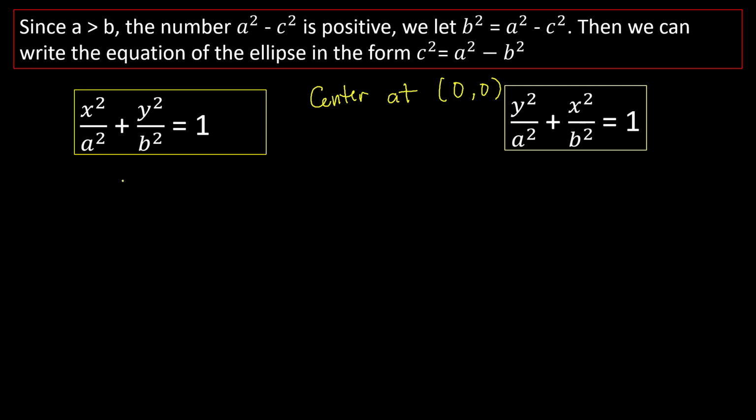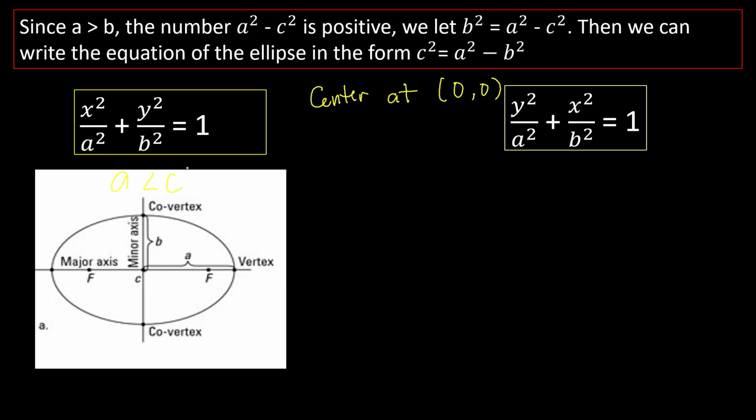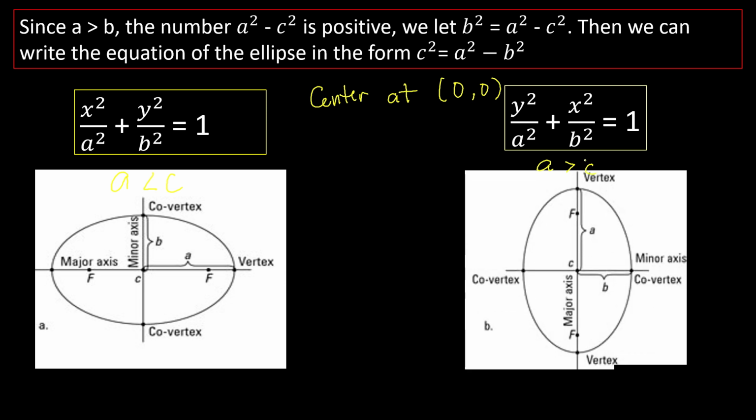So remember here, your a is less than c. And if your A is less than C, then you can form a horizontal ellipse. Then, on this equation, your A is greater than C. And if your A is greater than C, then you can have a vertical ellipse. So, you have to remember that.